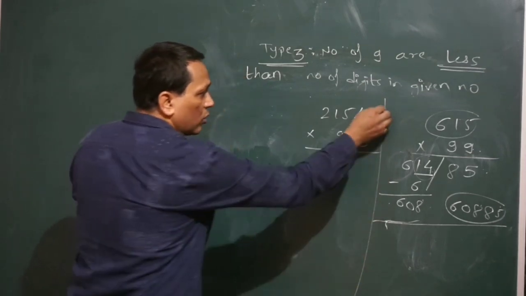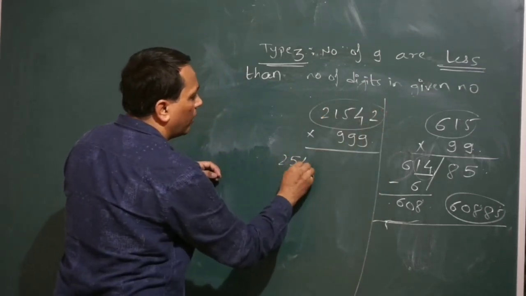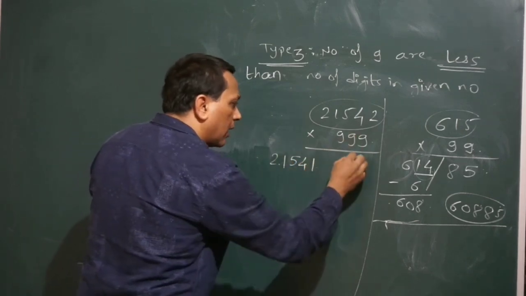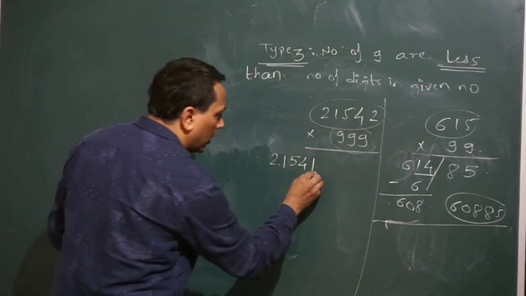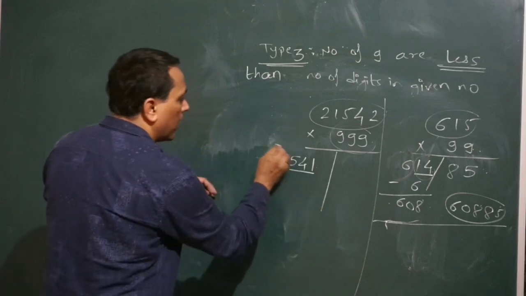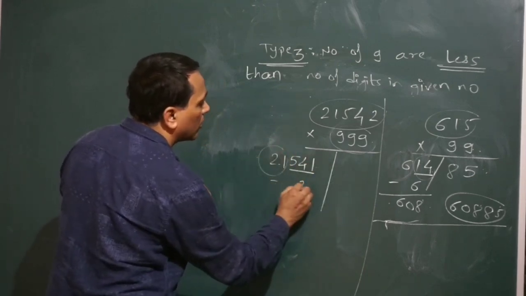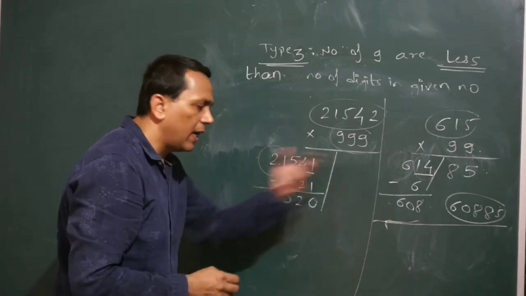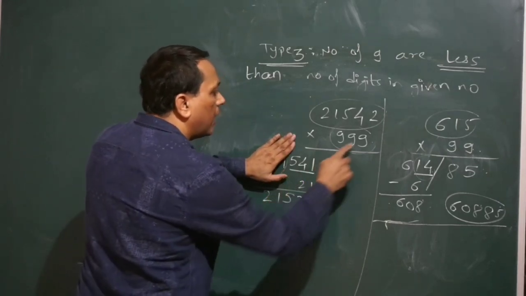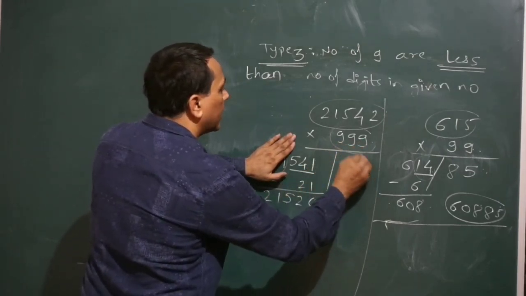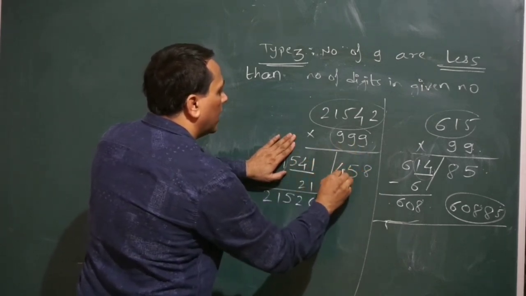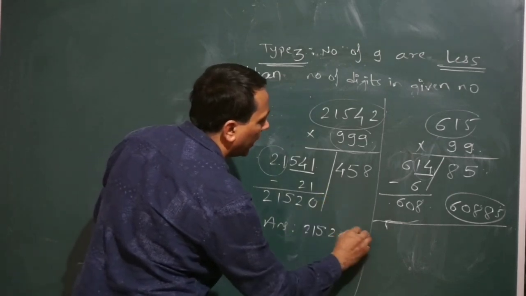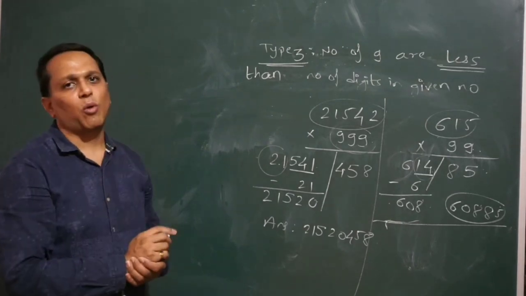What we do here is reduce this number by 1. 21541, and there are 3 nines, so we underline 3 digits, and then we subtract the remaining part from this whole number. We subtract 21 from here, so we get this part as our answer. And for the RHS, we subtract the underlined part from 999. 9 minus 1 is 8, 9 minus 4 is 5, 9 minus 5 is 4. So our answer is 21520458. Let's see one last problem of this type.